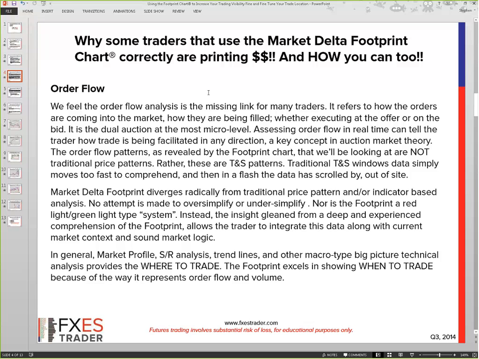You can glean a lot more from that from the standpoint of order flow. So the market delta footprint diverges radically from these traditional price patterns and indicators. The cool thing I love about this is there's no attempt made to oversimplify or undersimplify, nor is the footprint a red light, green light type system. So it's not a buy sell.